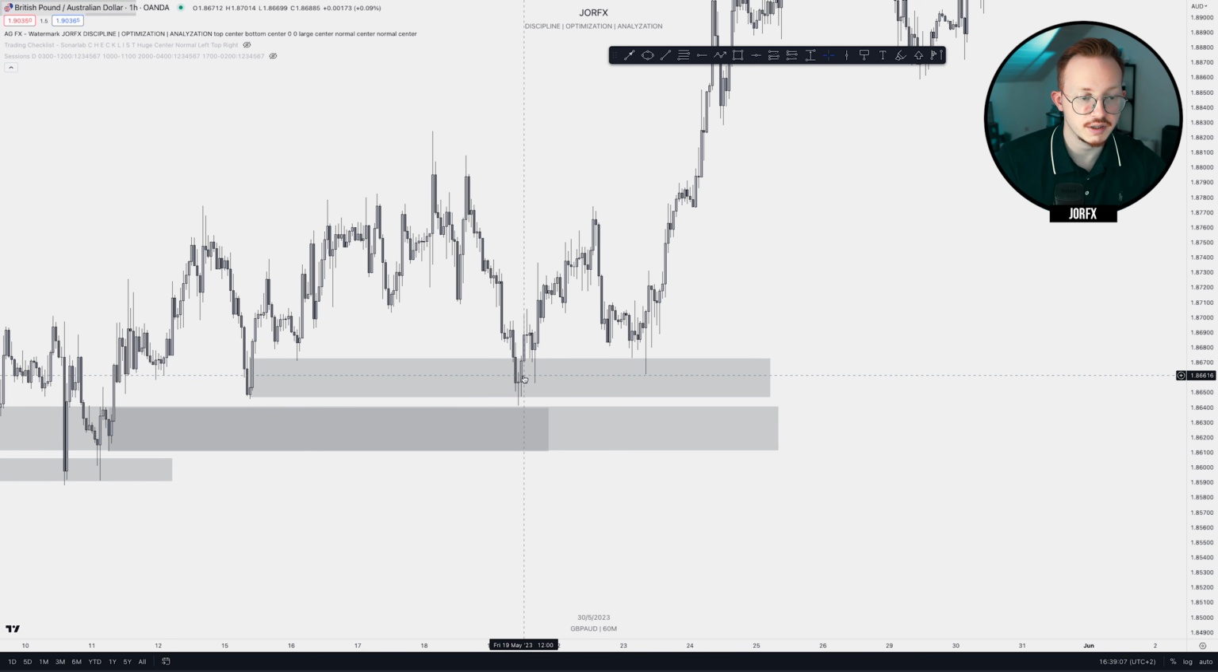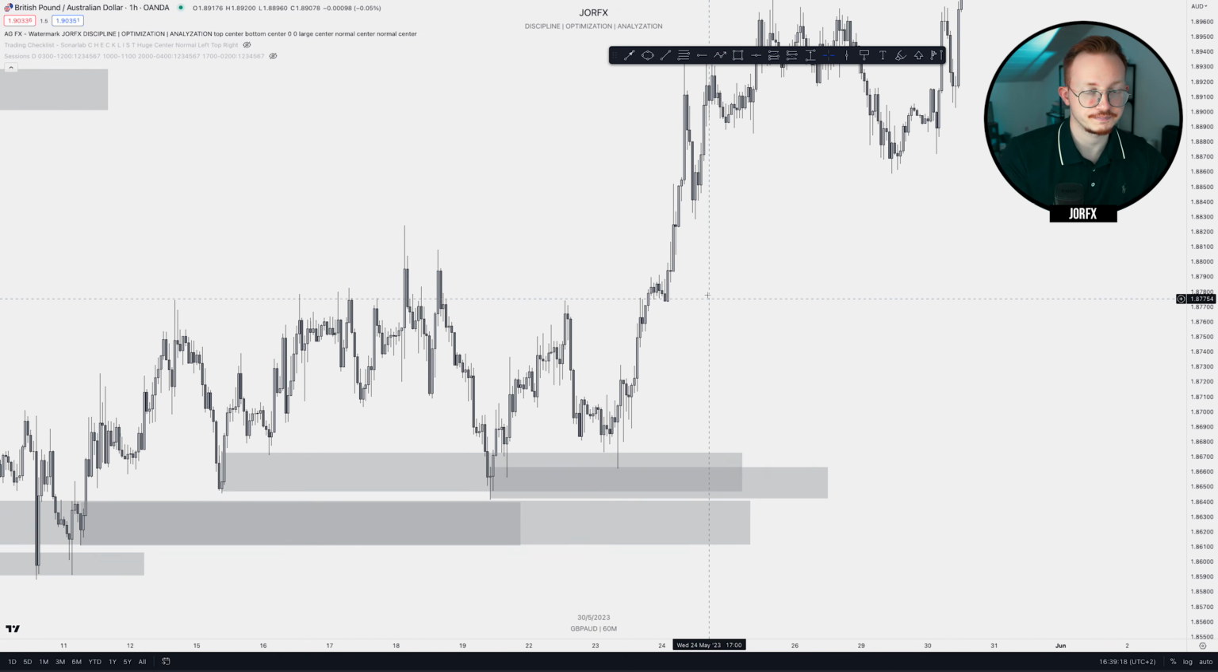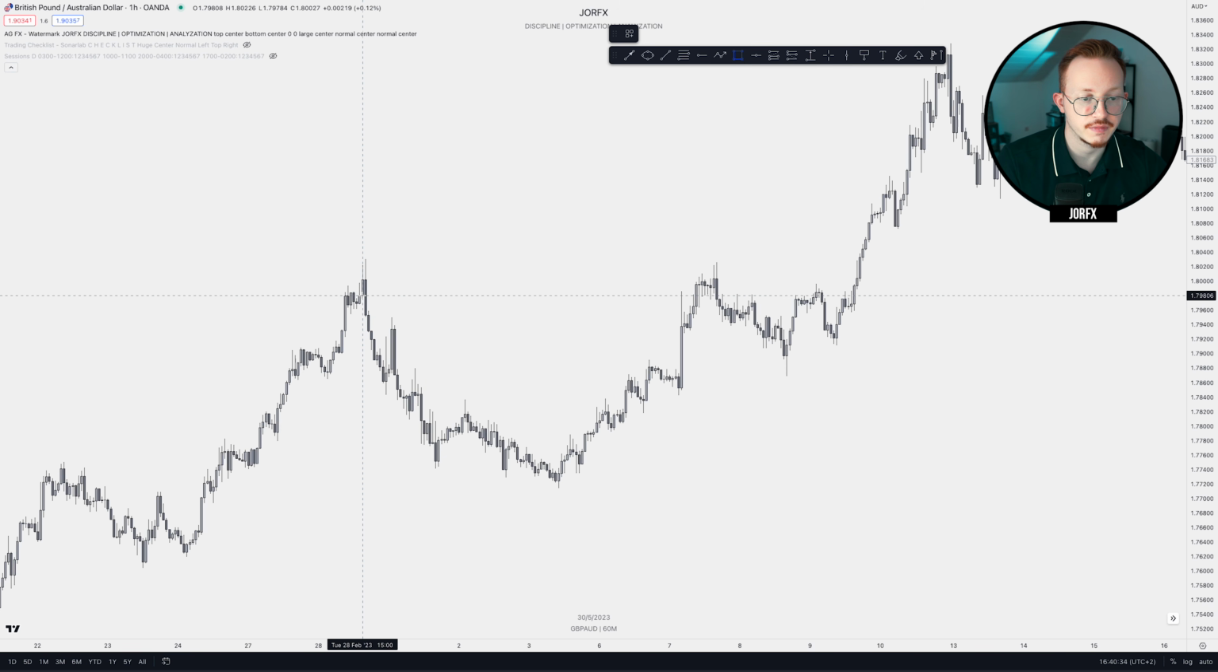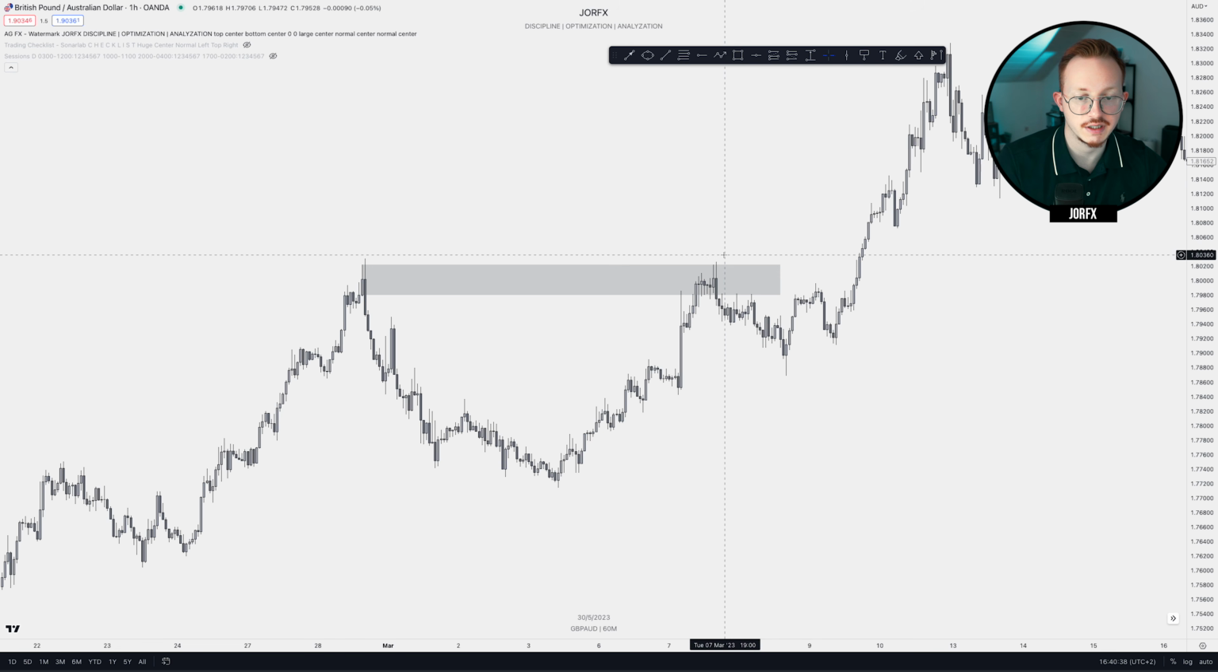So price comes into there, mitigates it, reacts off it. Again, a strong reaction, last candle before the upwards move. And again, a new entry right there. Let's draw some more examples on right here. This is your supply zone, so you could take a sell position from there.